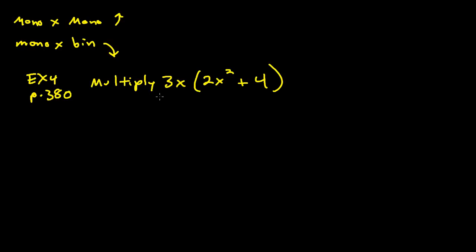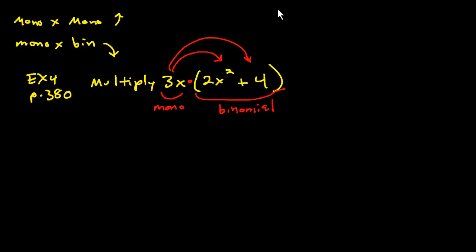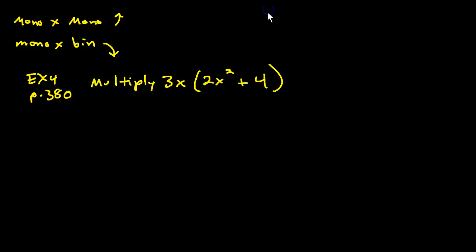All right, I'm multiplying a monomial times a binomial. And to do that, we'll apply our distributive law. This is an implied product here, so I can just carry that factor of 3x through and multiply each factor of that binomial times 3x, and then simplify the result if necessary. All right, here we go.